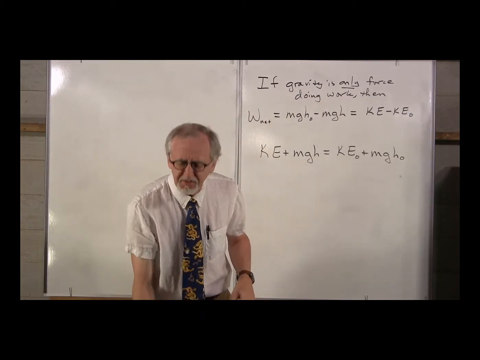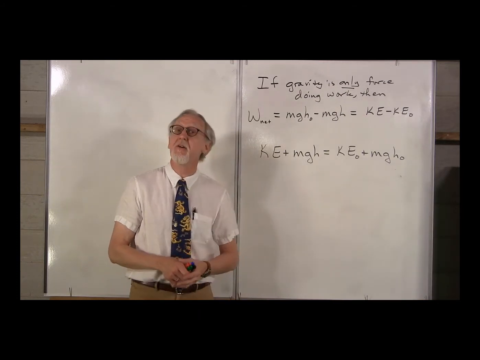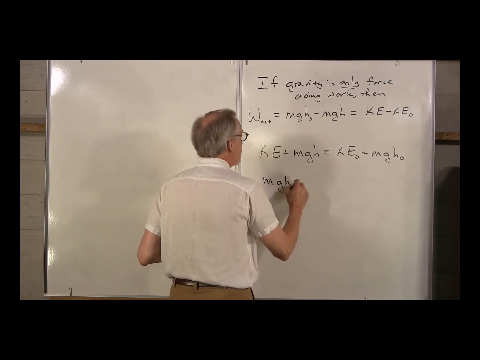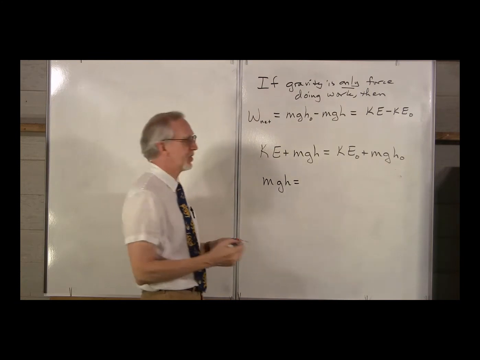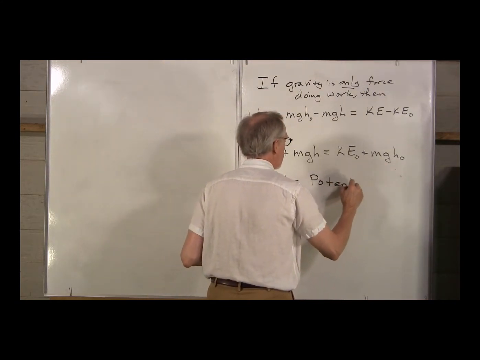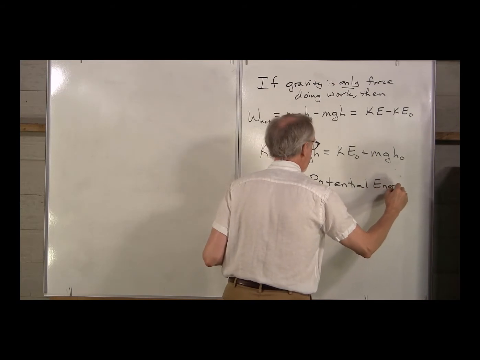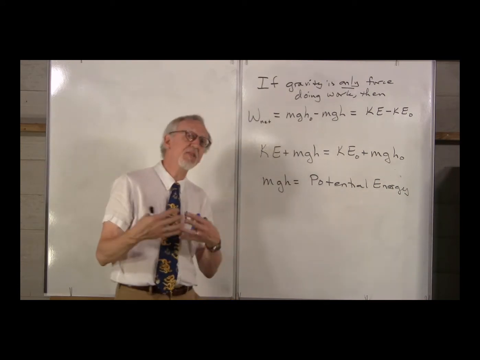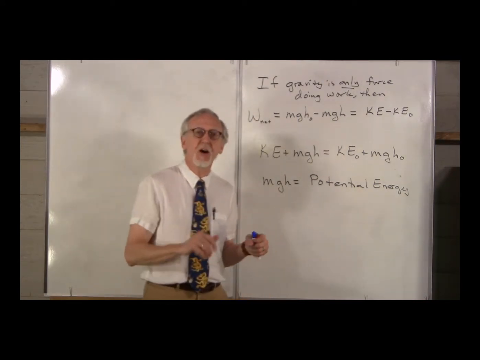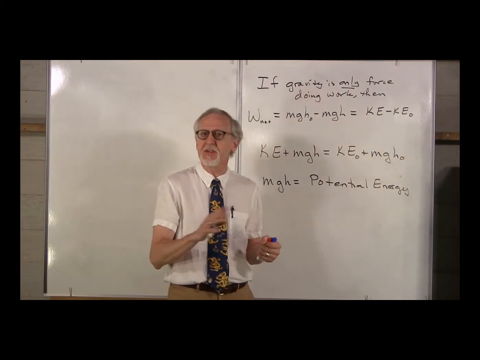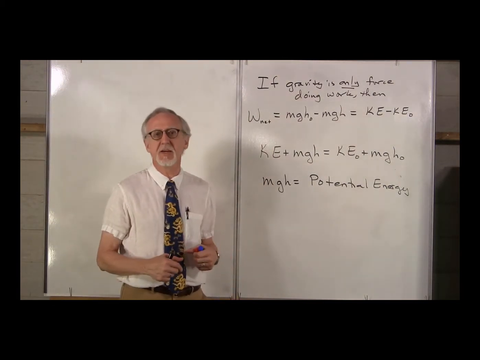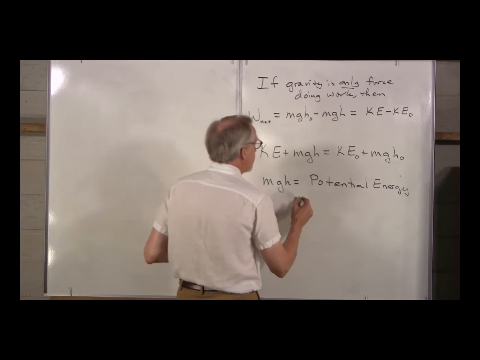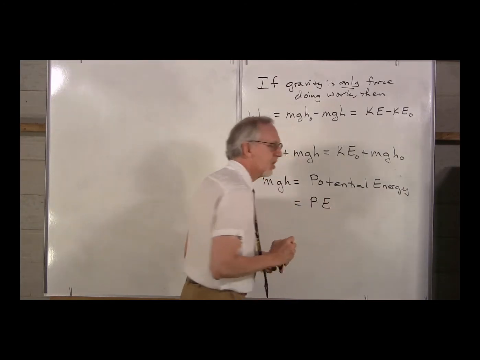What is this quantity? What is this mgh? That is another very, very important quantity. Mgh is what we call the potential energy. To be more precise, we should refer to it as the gravitational potential energy. There are different kinds of potential energy, but for us right now, the only potential energy for the time being that we'll be talking about is the gravitational potential energy. So I will just refer to it as the potential energy. We will write this as Pe for short.